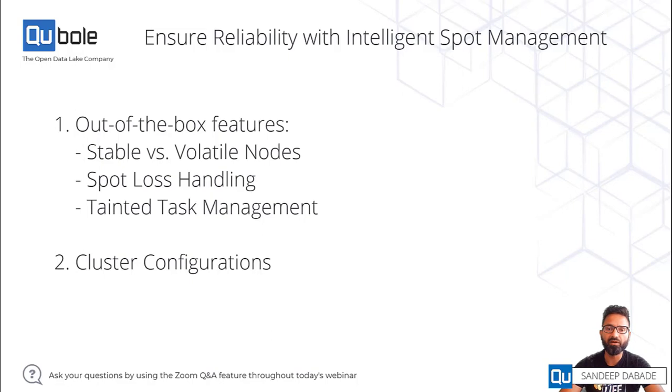Tainted task management is another feature that dynamically adds resources to the task when required and mitigates executor out of memory kind of issues. So there is a lot of resilience built in Qubole platform, most of which comes out of the box. Apart from these out of the box features, there are a few best practices that the cluster admins need to follow in order to maximize spot utilization while mitigating spot loss risk. Let's take a look at those recommendations.